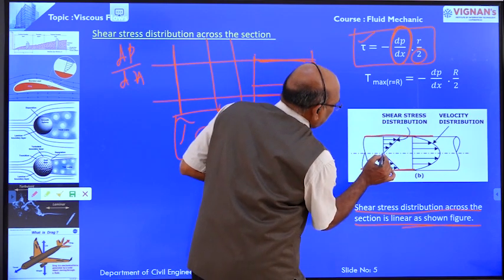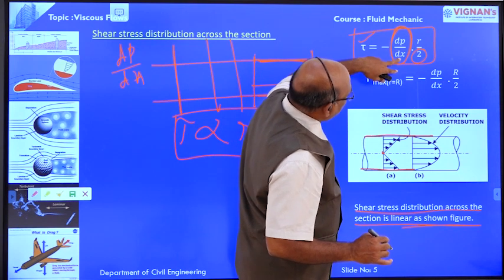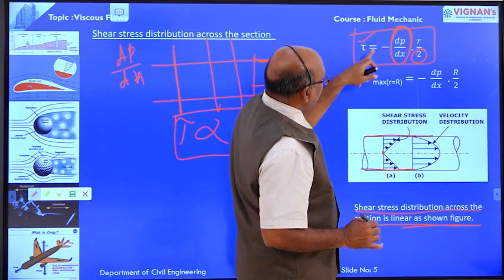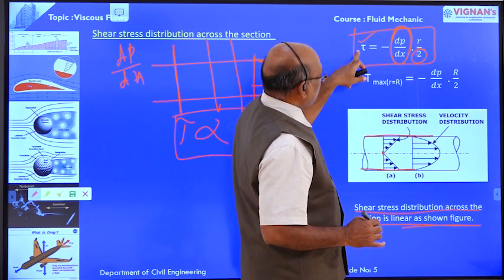The shear stress at the middle. What is the formula for the shear stress? Tau is equal to minus ∂p/∂x into r by 2. As r increases, shear stress increases. At r equal to 0, shear stress is equal to 0.